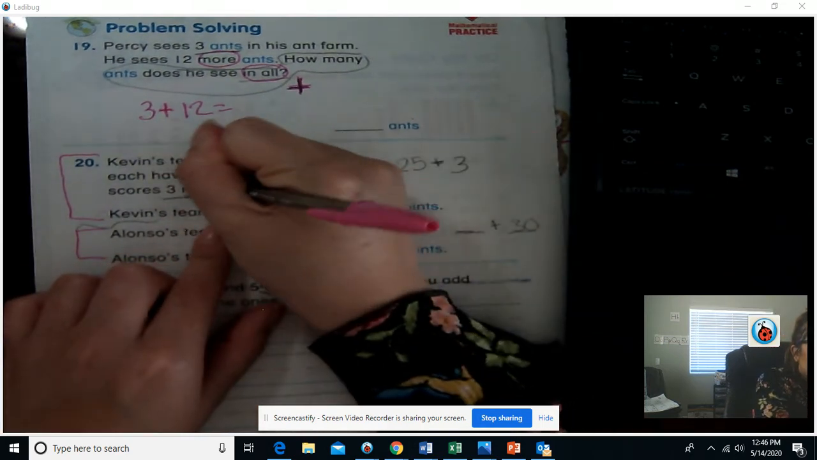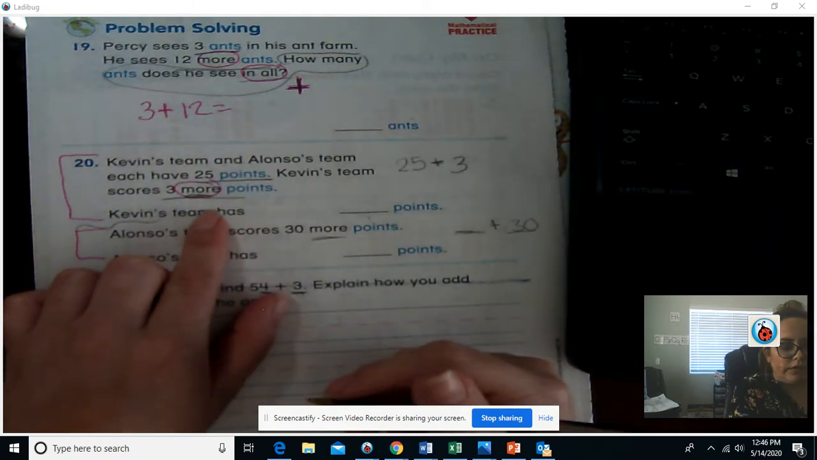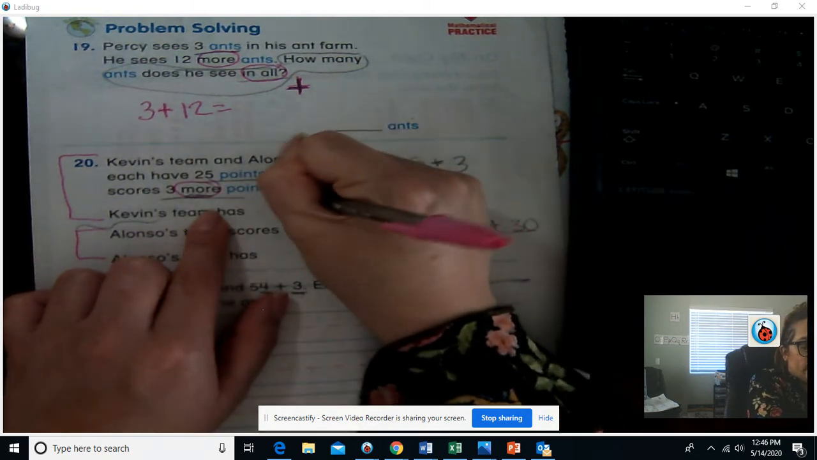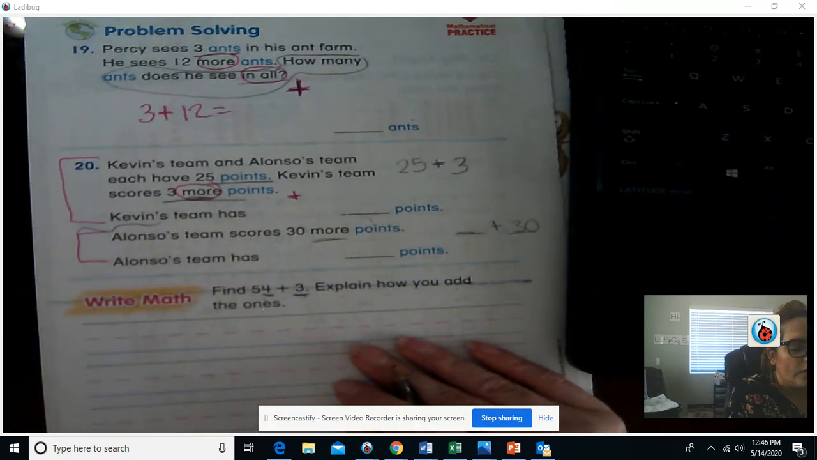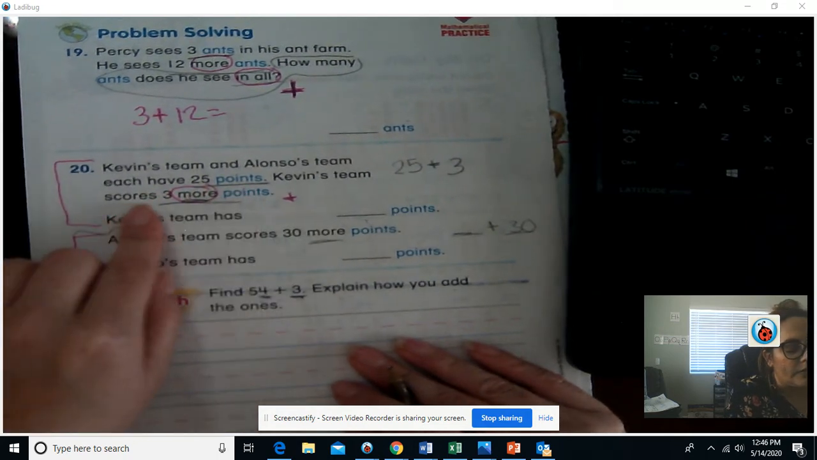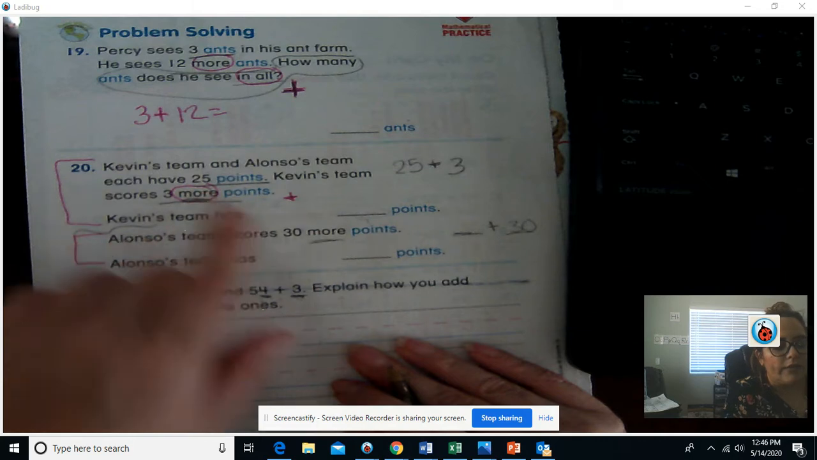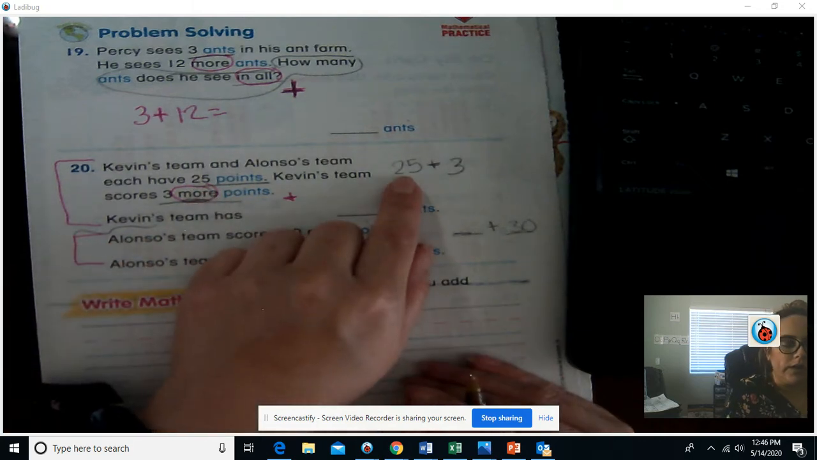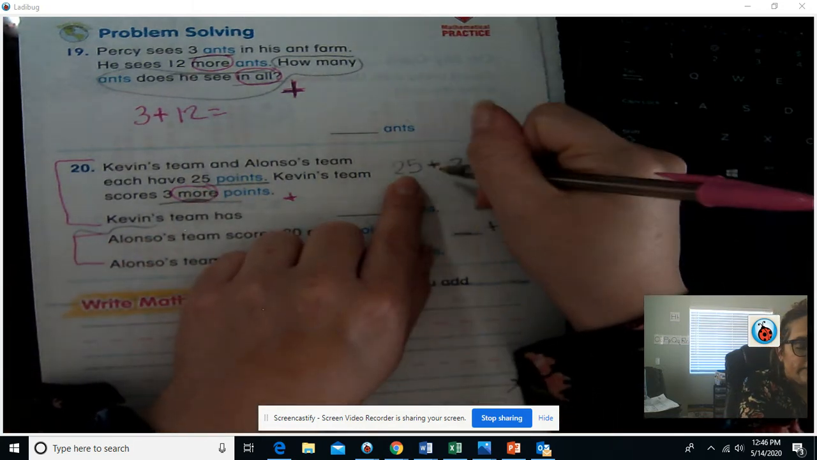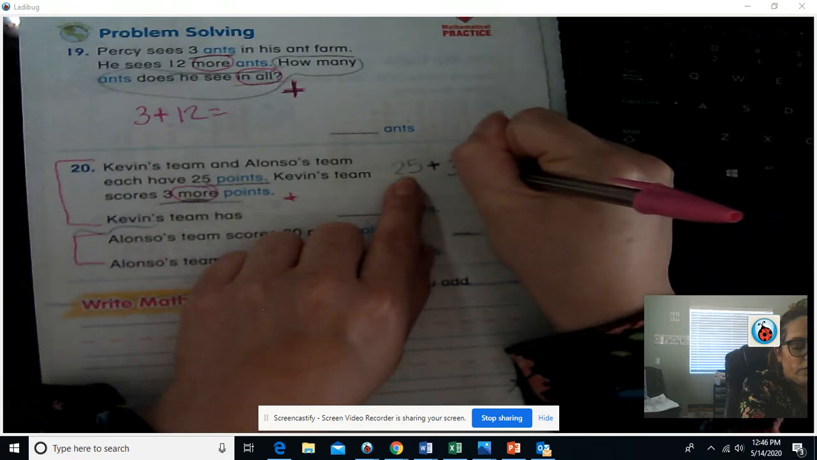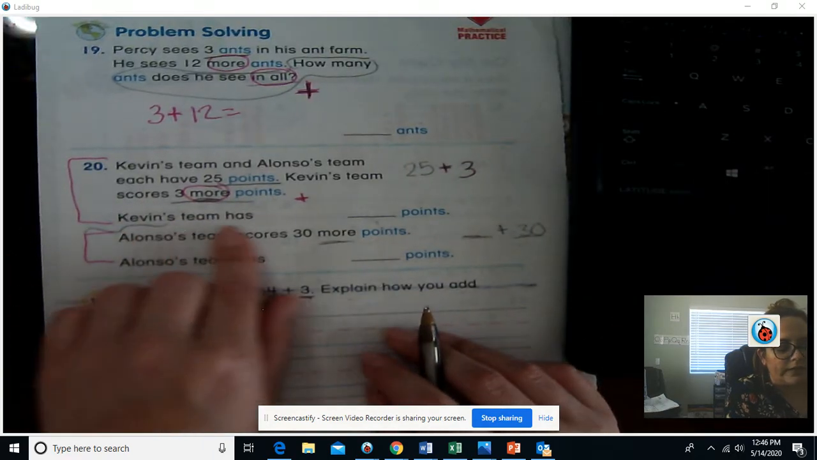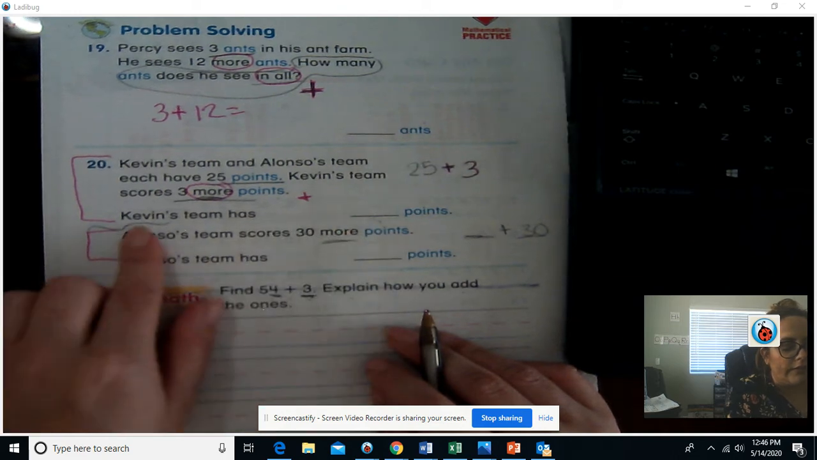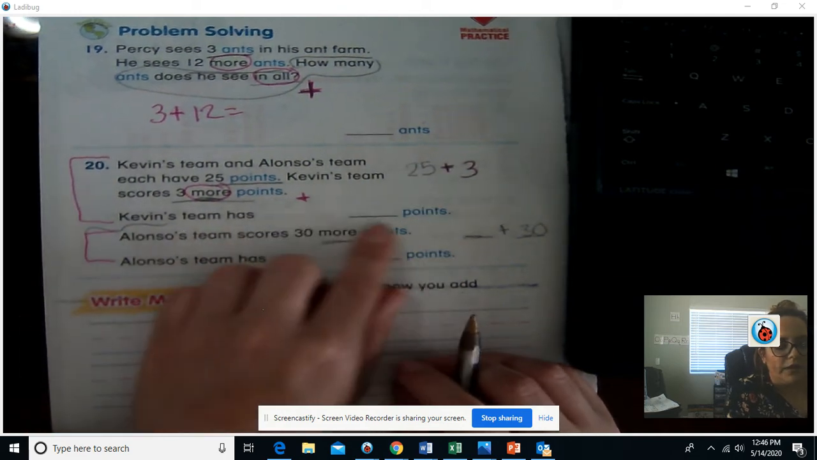And we have that keyword again. That tells us we're going to add. More means add. So Kevin's team scores 3 more points. If they both started at 25, but then Kevin's team scored 3 more points, how many points does Kevin's team have? Kevin's team has how many points now?